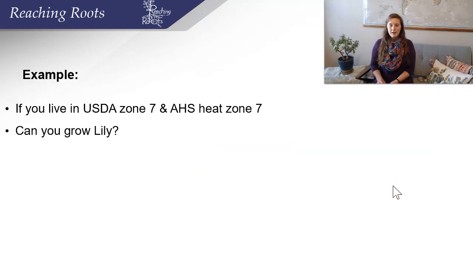So let's go over an example for using these two maps. Let's pretend that you live in the USDA Zone 7 and the American Horticultural Society Heat Zone 7 as well. So the question is, can you grow a lily plant? If you don't know the zones of the lily plant, you're not alone. The best thing that you can do is Google the zones. So you can just Google lily zone, USDA, and AHS, and it will pop up.